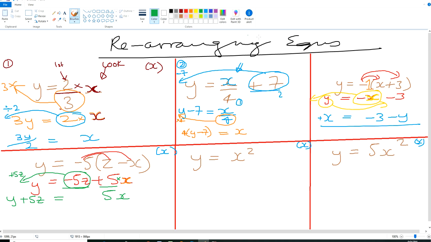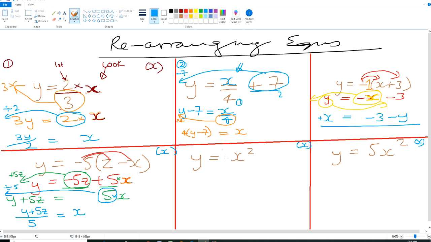Now we need to move the times by 5. Opposite time by 5 is divide by 5. So we have now y plus 5z divided by 5 is equal to x. And that's the end of that question. So multiplying the brackets out here is important. It helps get rid of some of the minuses. It releases the letters from the brackets and everything's free to move around now.